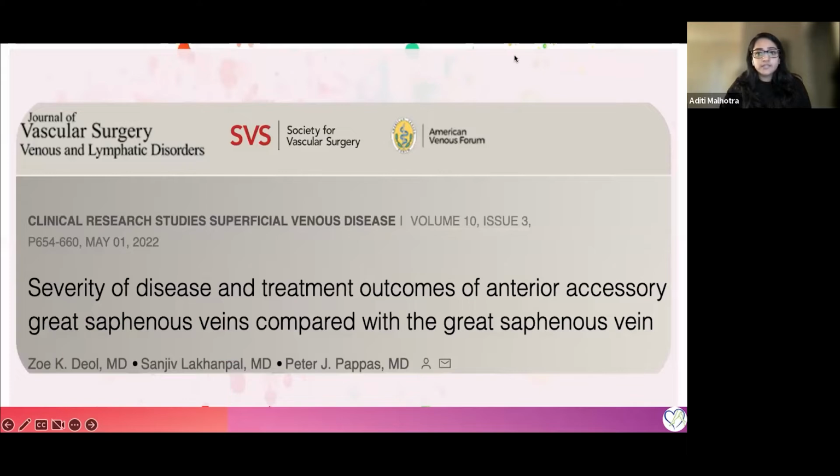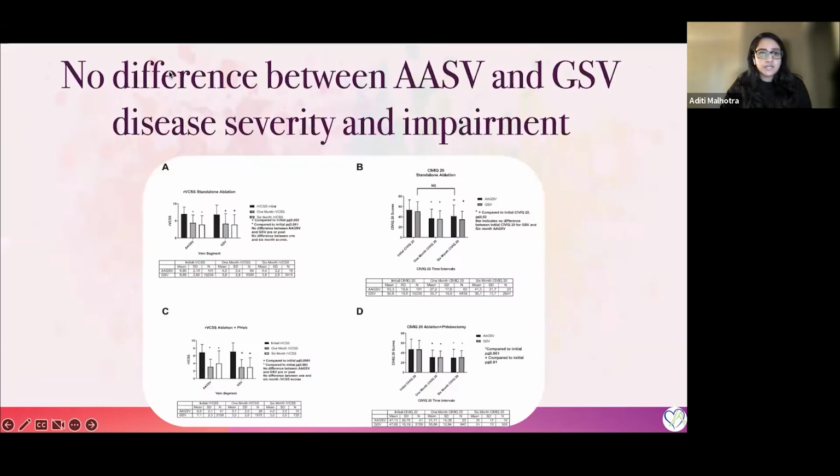Next, I'd like to draw your attention to a paper by our very own CVR and Dr. Lockenpel, Dr. Deal, and Dr. Pappas. So here you can see that the title is called Severity of Disease and Treatment Outcomes of the AAGSV compared to the GSV. In this study, which I will talk about the results a little bit later when it comes to management, I just want you to note that it was seen that there was no difference between the AASV and the GSV disease severity and impairment of life. This was based off of RVCSS scores as well as the CIVI-Q20.